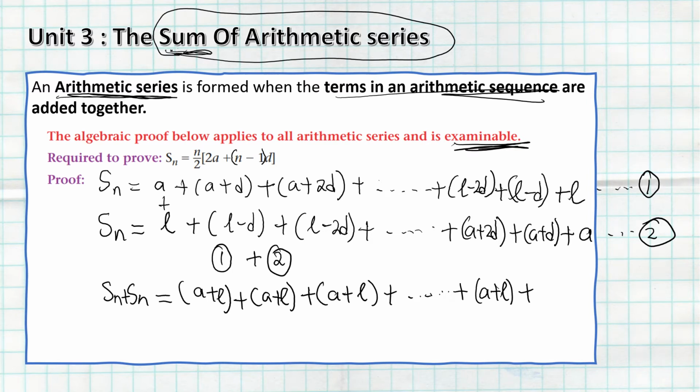Minus d plus d cancel out each other. We'll be left with A plus L. Then here also we can see it's A plus L. So we can simplify and solve for our Sn. Sn plus Sn will be 2Sn. Now look, we have A plus L, A plus L, A plus L, and so on. So we can write this in a simplified, condensed way. How can we do this?